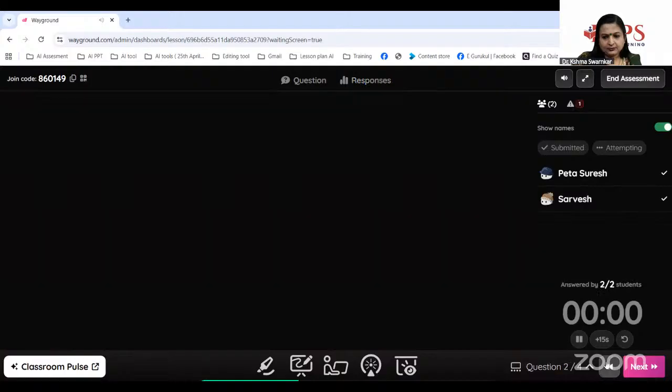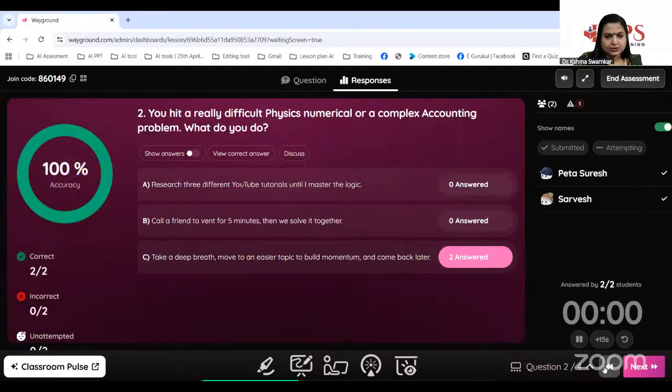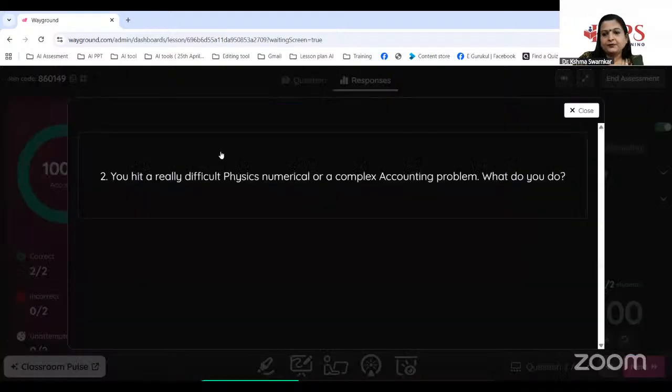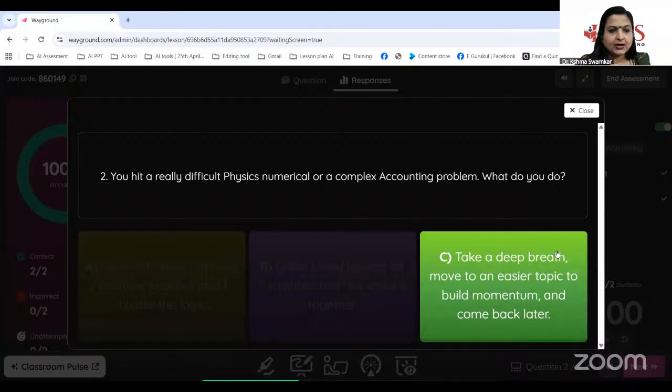Okay. Now, I want to go with the second question first. What was the answer for the second question? So, view the correct answer. The question is, you hit a really difficult physics numerical or a complex counting problem, what will you do? That is, take a deep breath, move to an easier topic, regain the momentum, and come back later. Not only in the questions of other subjects, but in computer languages too, we sometimes have complex languages.